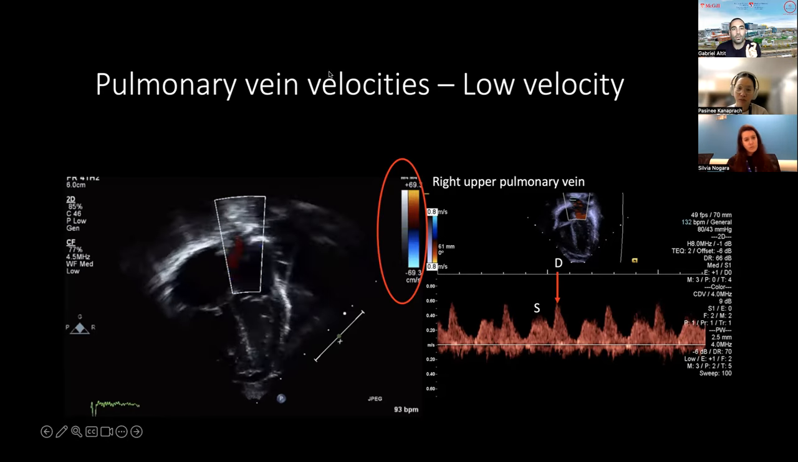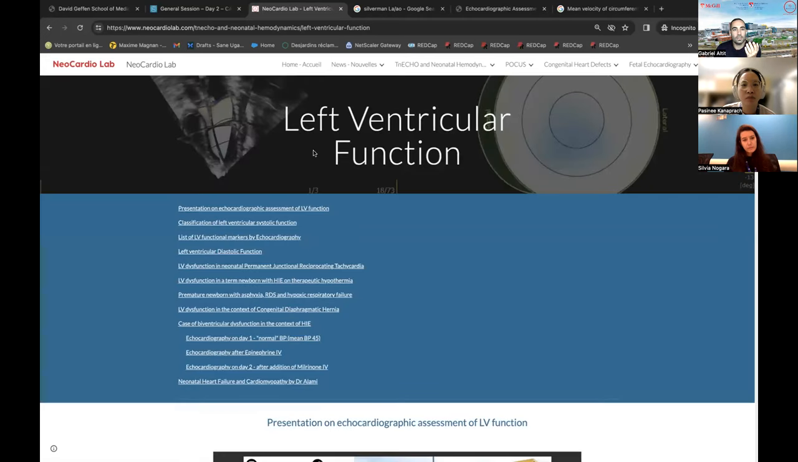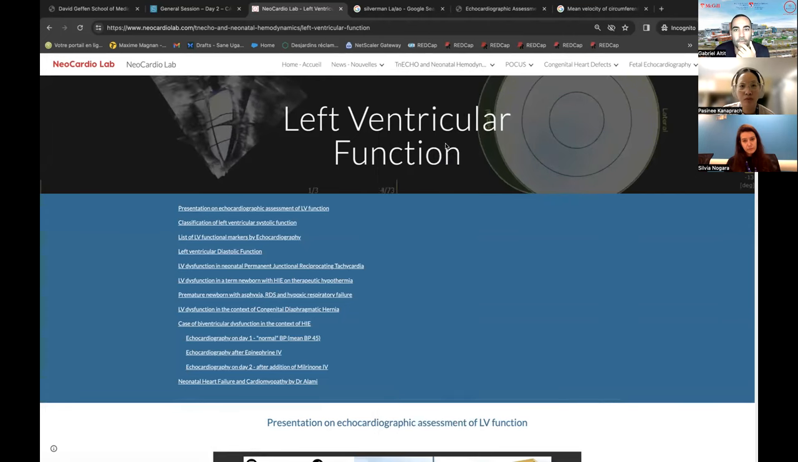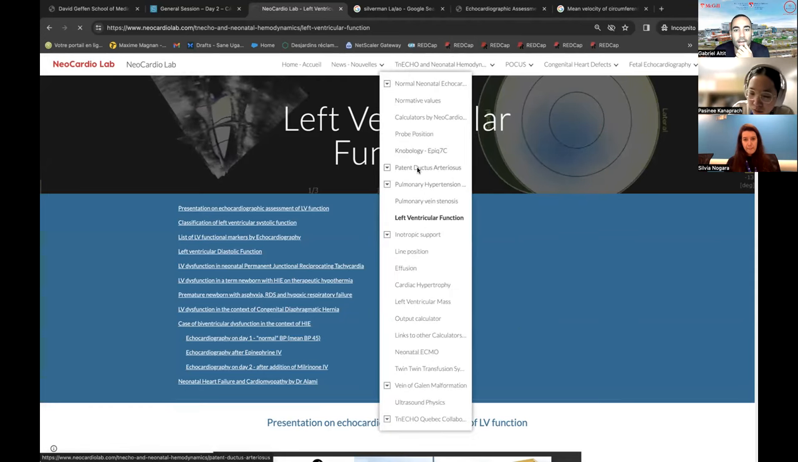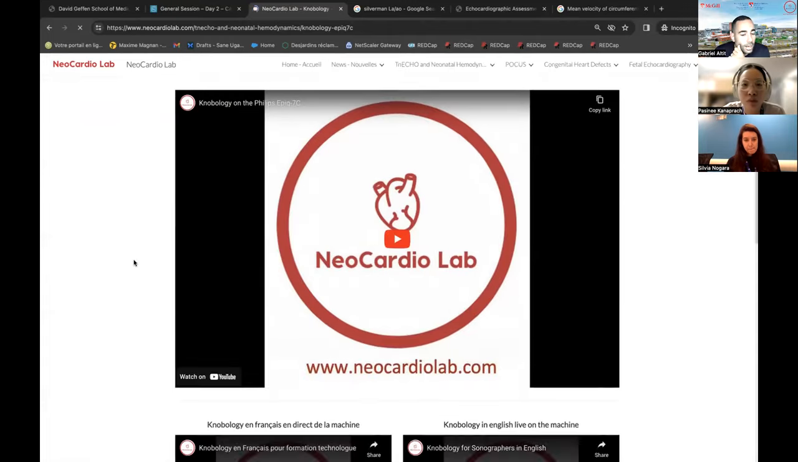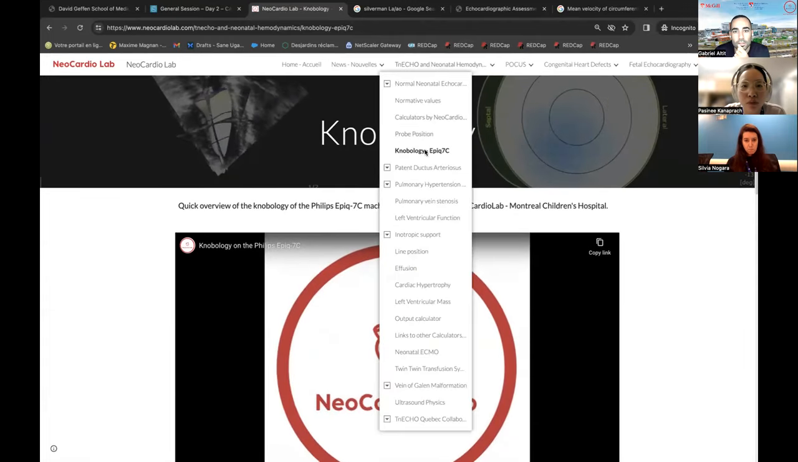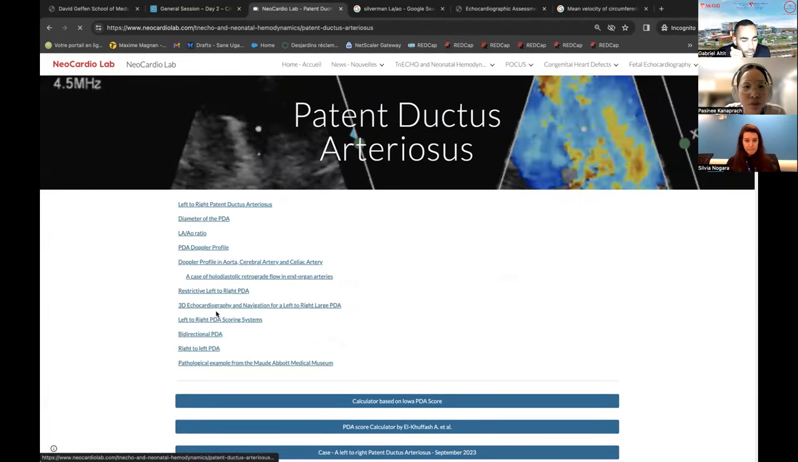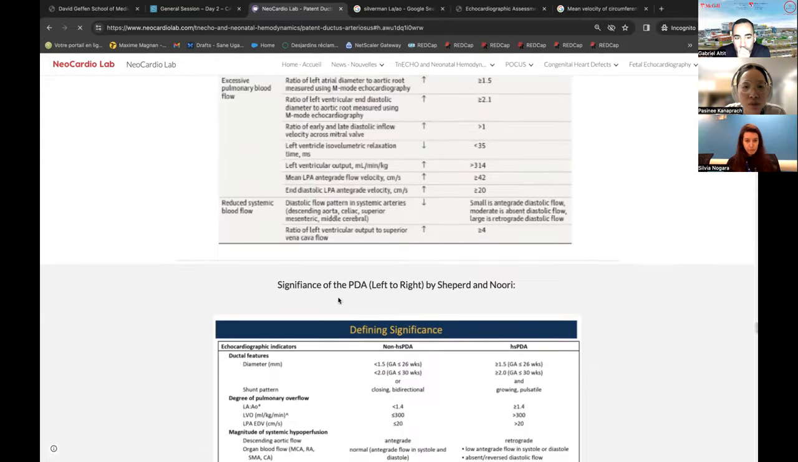Because a lot of the markers, like for example, I'll give you an example. If you look at the website and you're trying to assess ductal shunt, echocardiographic markers of ductal shunt significance, I'll bring your attention to the section on PDA. There are many different classification scoring systems, as you know.